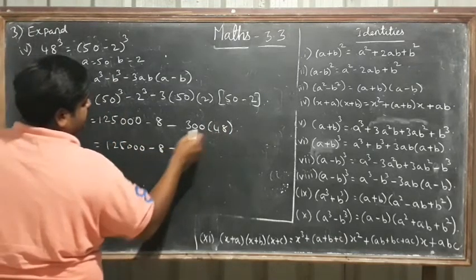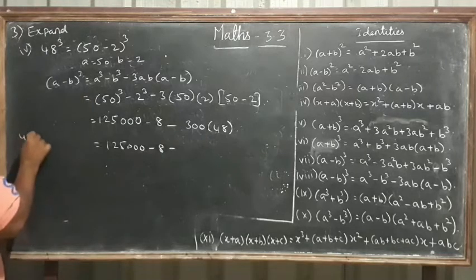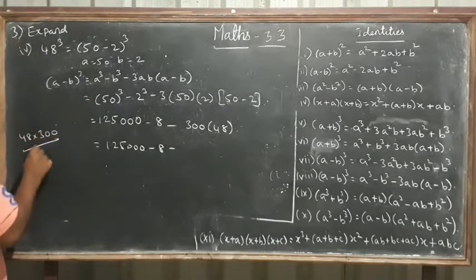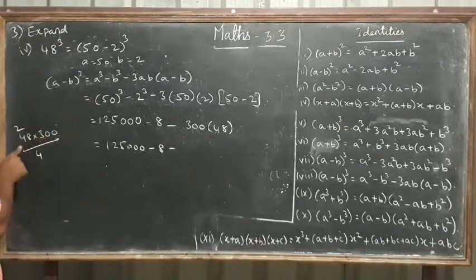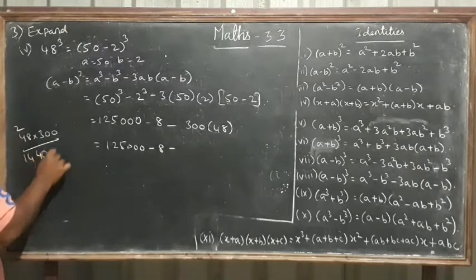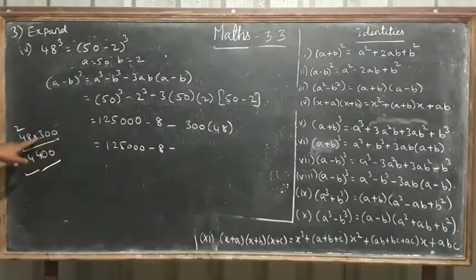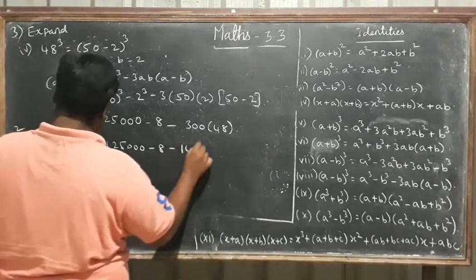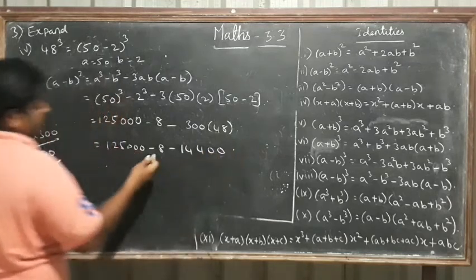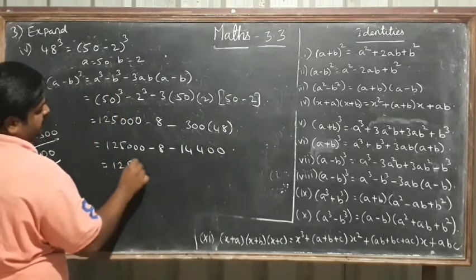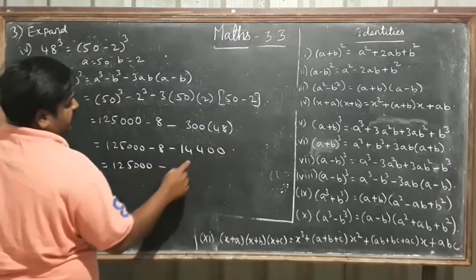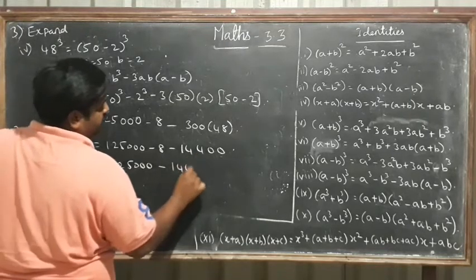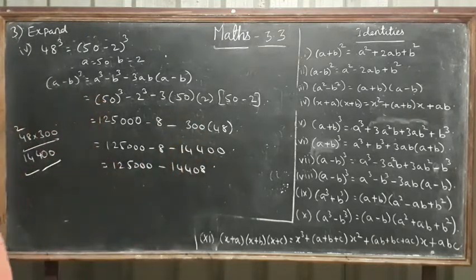1,25,000 minus 8 minus 300 into 48. 8 threes are 24, remainder 2. 4 threes are 12, 13, 14. 2 zeros will come here. Is it clear? So it is 14400. So you need to add these two now. 1,25,000 minus this 14,400 plus 8, 14,408.